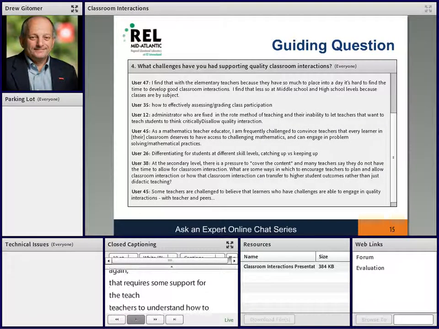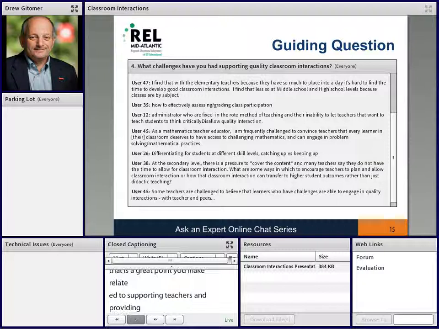I think that's a great point you make related to supporting teachers and providing quality professional development that helps them enhance their skills. And along with that comes Amy's point of time. She's mentioning here time to cultivate quality classroom interactions, but I would also say that time for professional development, allowing teachers the opportunity to learn and grow in their practice, is really critical.